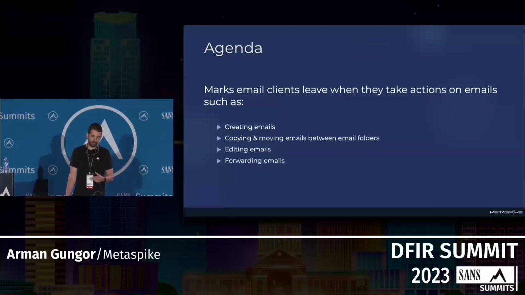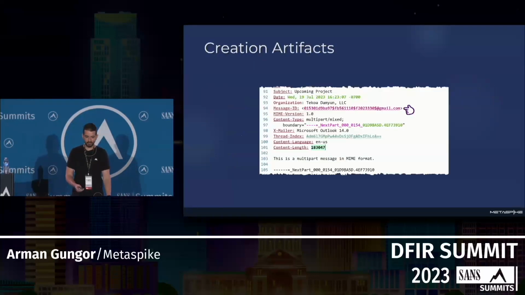And the agenda today, what I'm going to focus on is essentially a narrow slice of email forensics. We'll look at items, and within the items specifically what marks email clients leave when they are, for example, creating emails, copying and moving email data, editing emails, or forwarding emails. So typical user actions. I think one of the cool things here is that we're going to look at some real email data, and I will provide the data as well, so you can download it and take a look at it. I wouldn't suggest doing it right now, but at a later time, at your leisure, you can just download and play with those emails yourself.